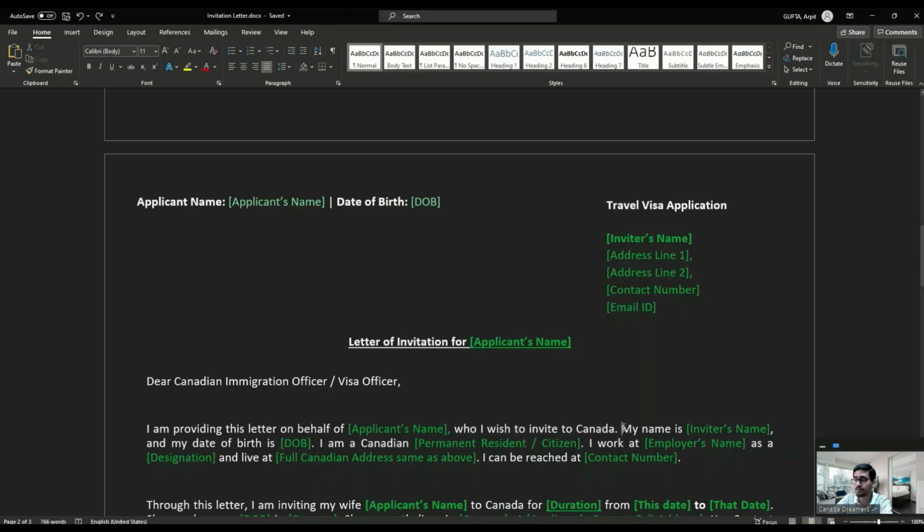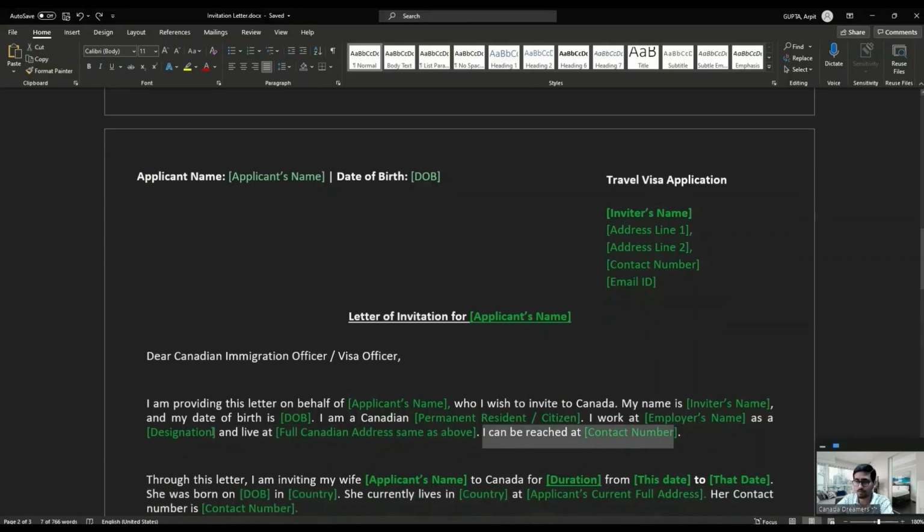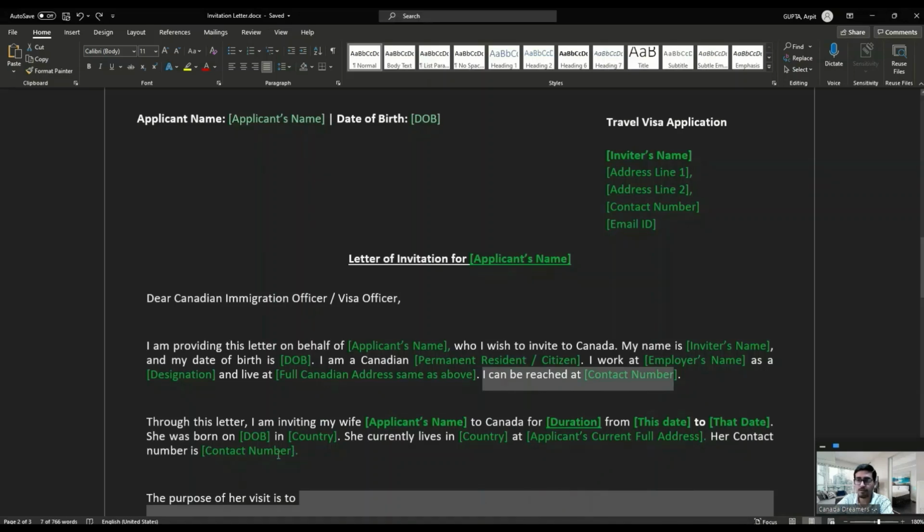And then I will give some information about myself: my name, my date of birth, whether I am a Canadian permanent resident or a citizen, my employer's name and my designation. And here I will mention my Canadian address. And at last, I have my contact number. And in the next paragraph, I will be giving the details about the applicant.